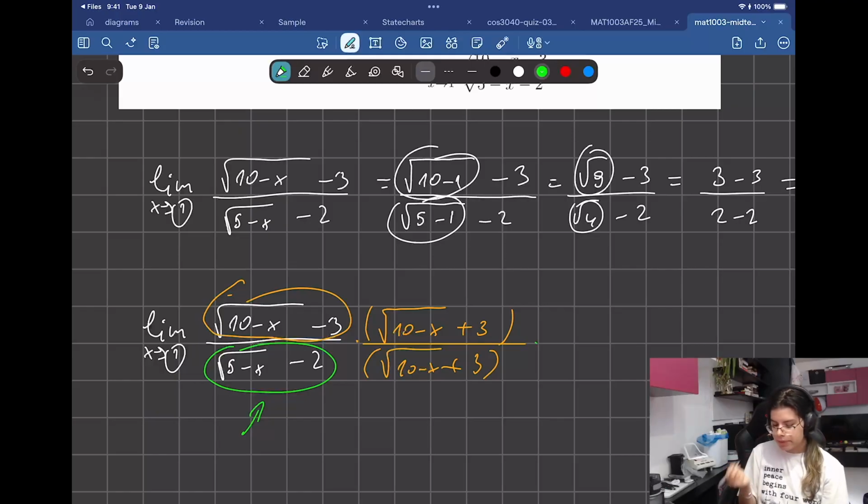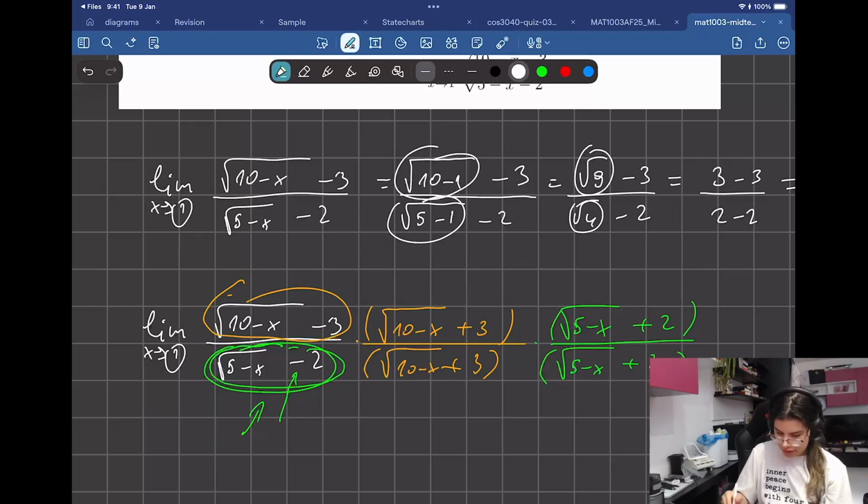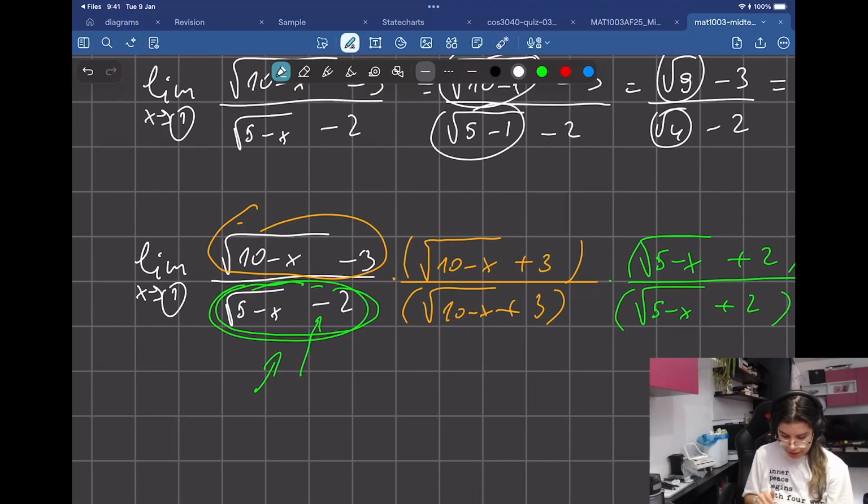So again, we'll multiply by a fraction. And again, I'll copy the exact same thing both in my numerator and denominator of that fraction, but just with a different sign. So here the original sign is a minus, I'm going to put a plus, okay? So it's going to be square root of 5 minus x plus 2 over square root of 5 minus x plus 2, okay? All right, good stuff. So that's how you rationalize. And now we continue calculating.